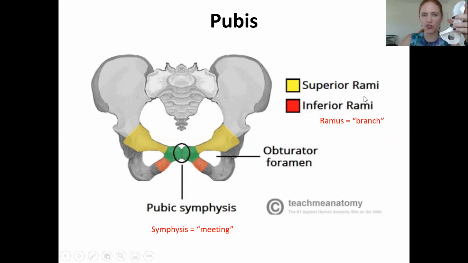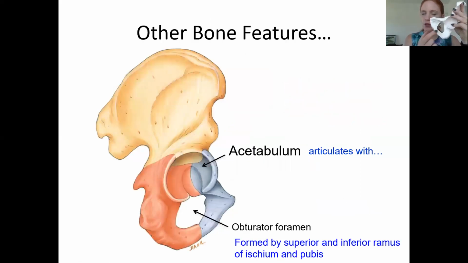Okay, by the way, the superior and inferior rami just means branch, and so that would just be the part that sticks out to create this big hole. And this big hole that's created from both the ischium in the back and the pubis in the front, that's called the obturator foramen. Obturator foramen.